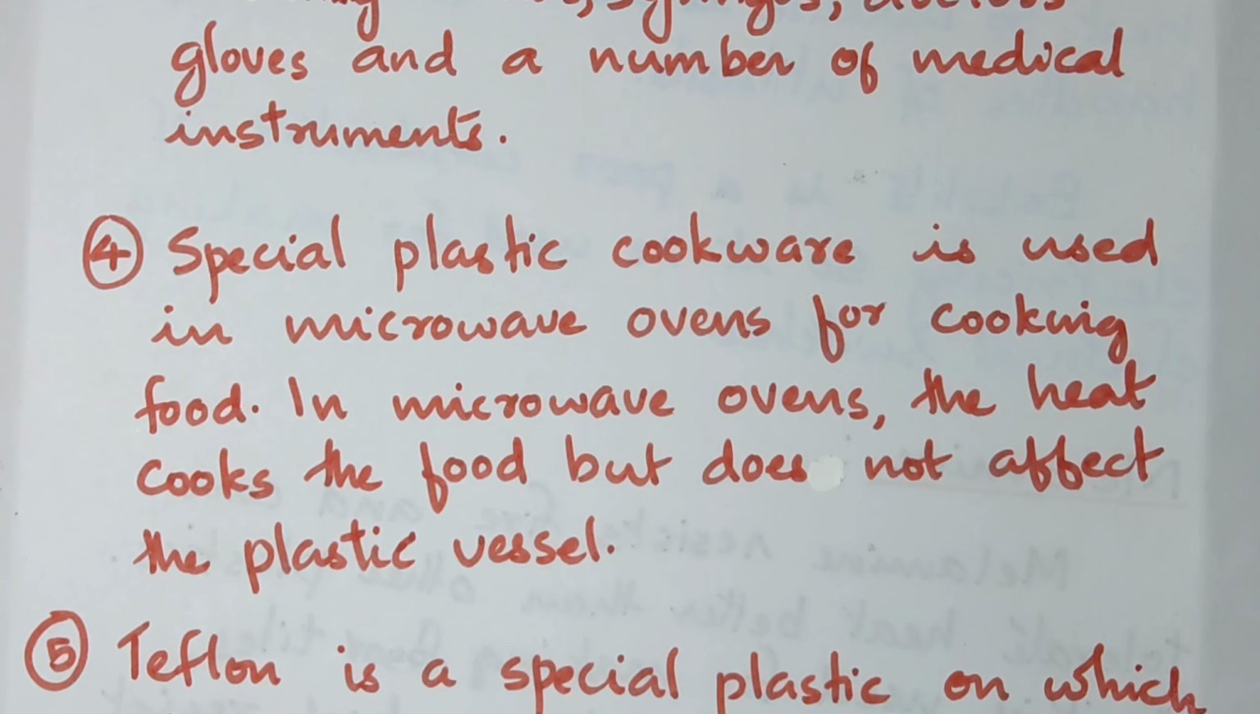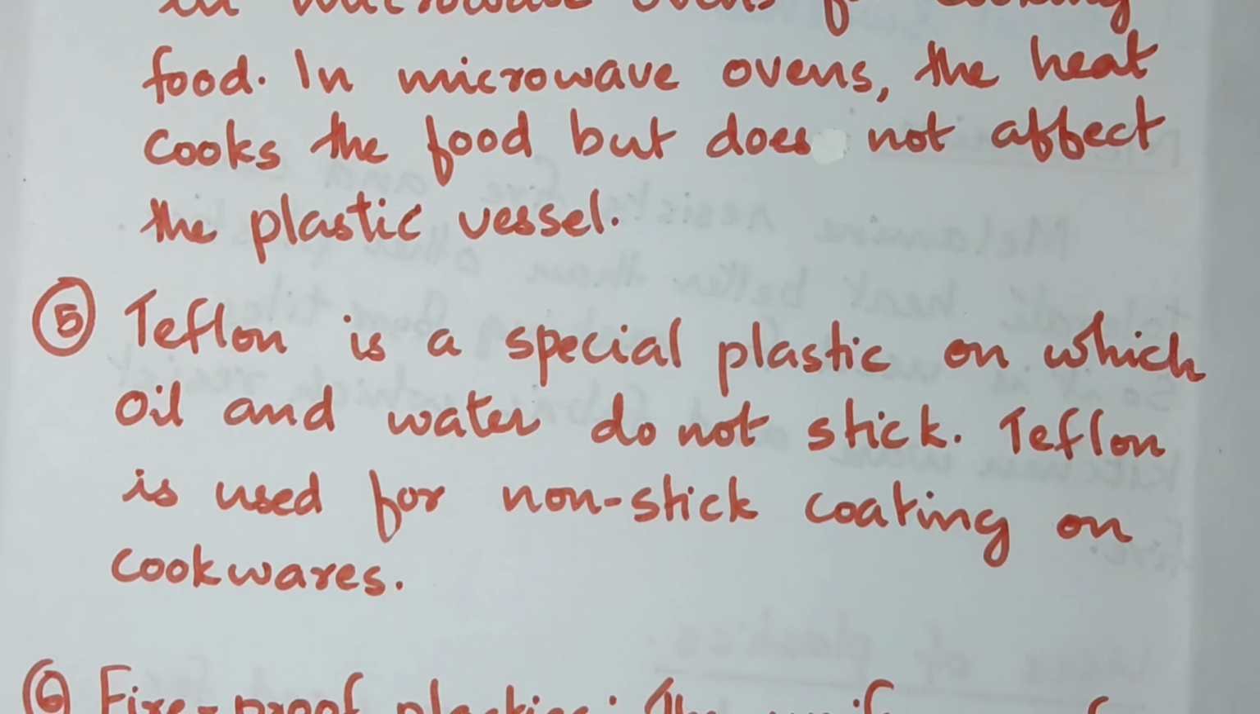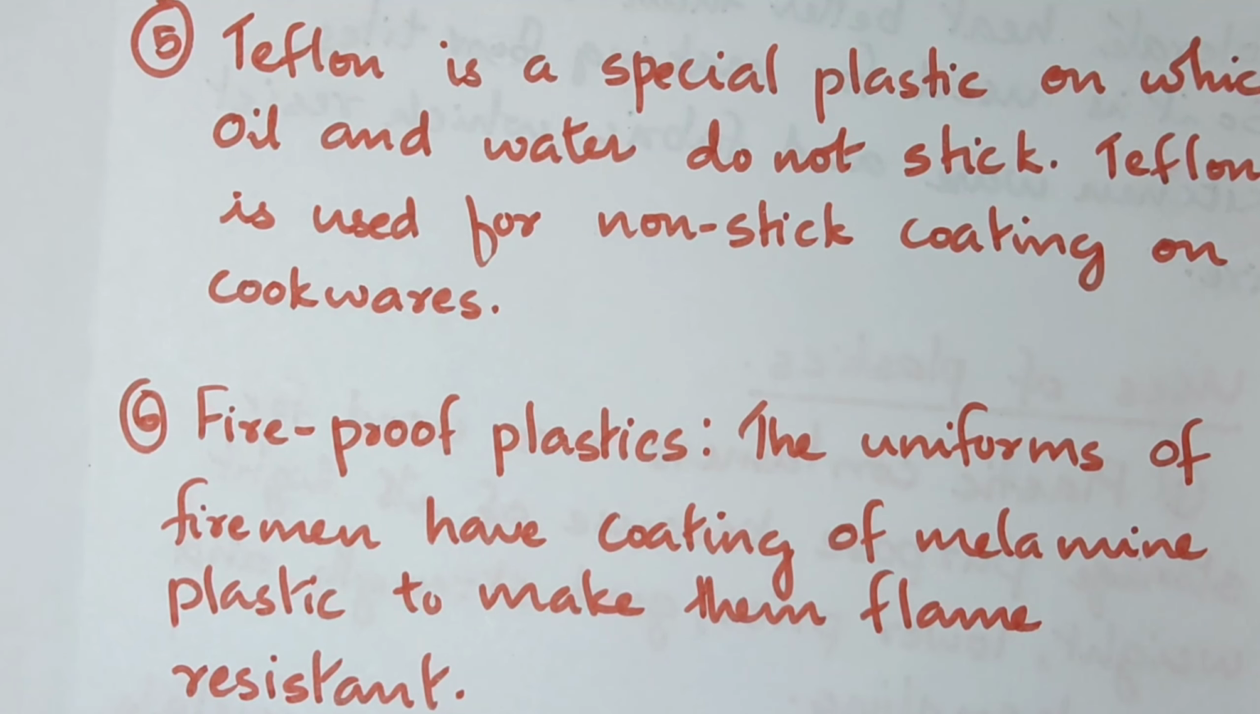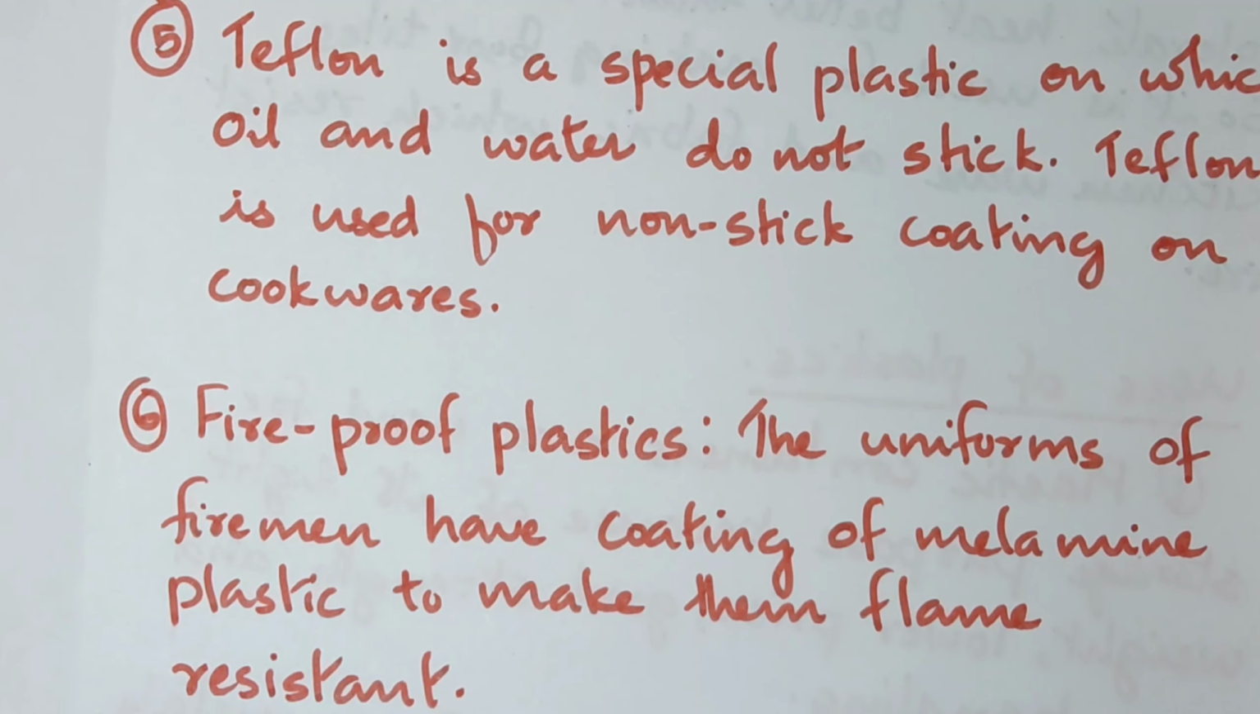Fourth point, special plastic cookware is used in microwave ovens for cooking food. In microwave ovens, the heat cooks food but does not affect the plastic vessel. Fifth point, Teflon is a special plastic on which oil and water do not stick. Teflon is used for non-stick coating on cookware. Sixth point, fireproof plastics. The uniform of firemen has a coating of melamine plastic to make them flame resistant.